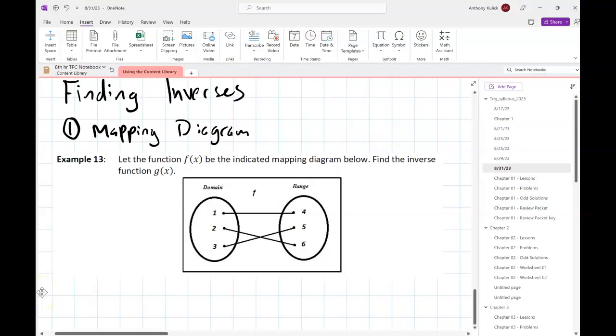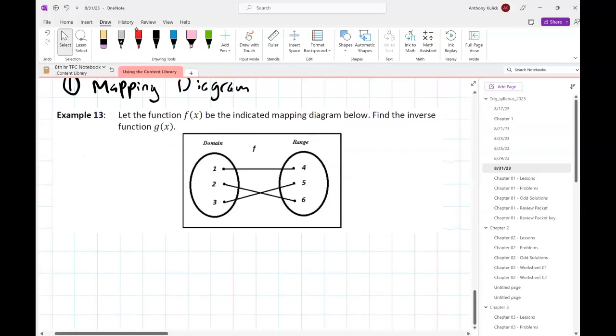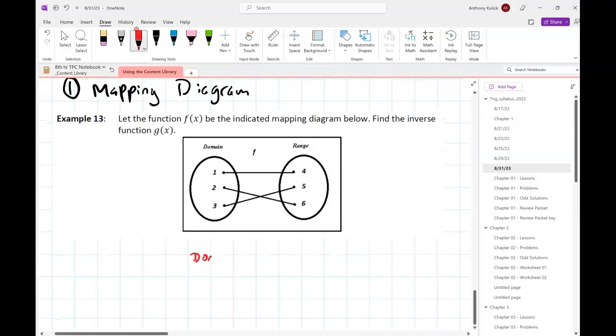All right. So let the function f of x be the indicated mapping diagram below. Find the inverse function g. So first thing, let's look at f real quick. Is f a function? It says so in the problem, but how do we know? Every x gets used, and each x goes only to one place, right? That's the 2 things we need. F is definitely a function.